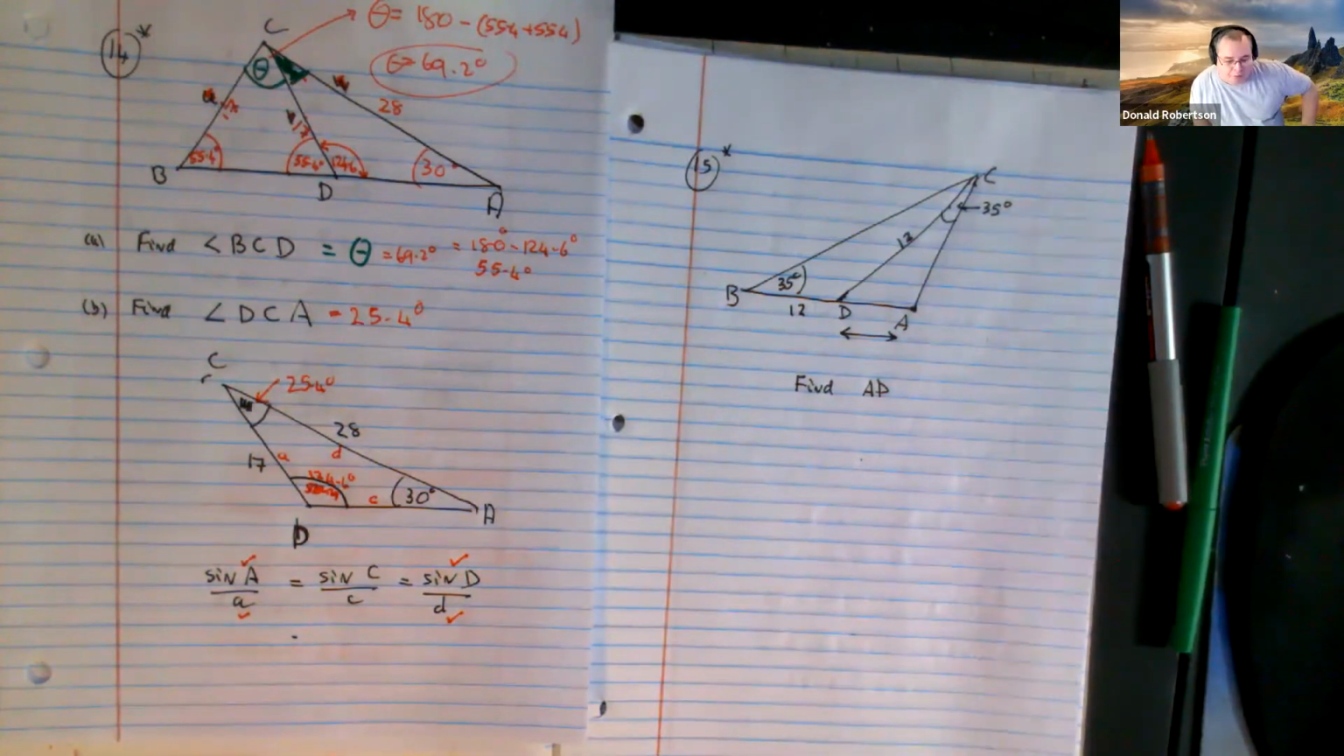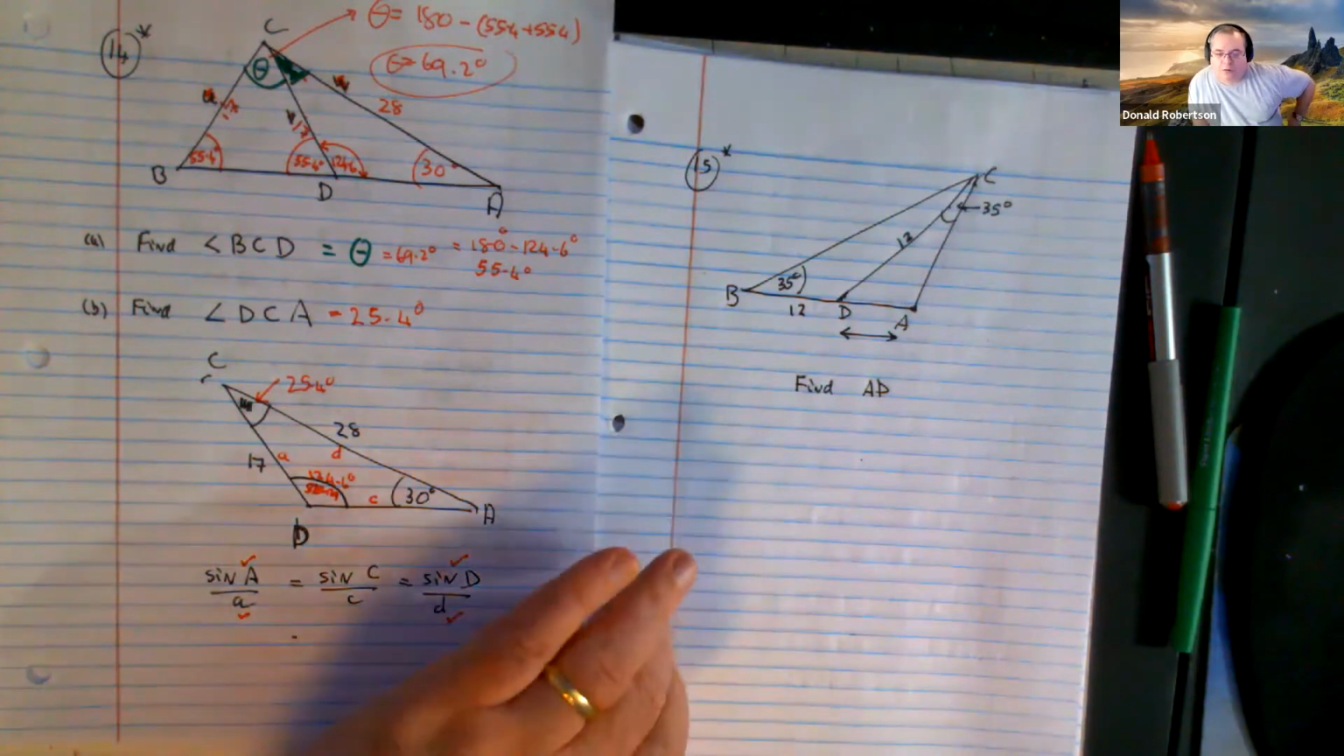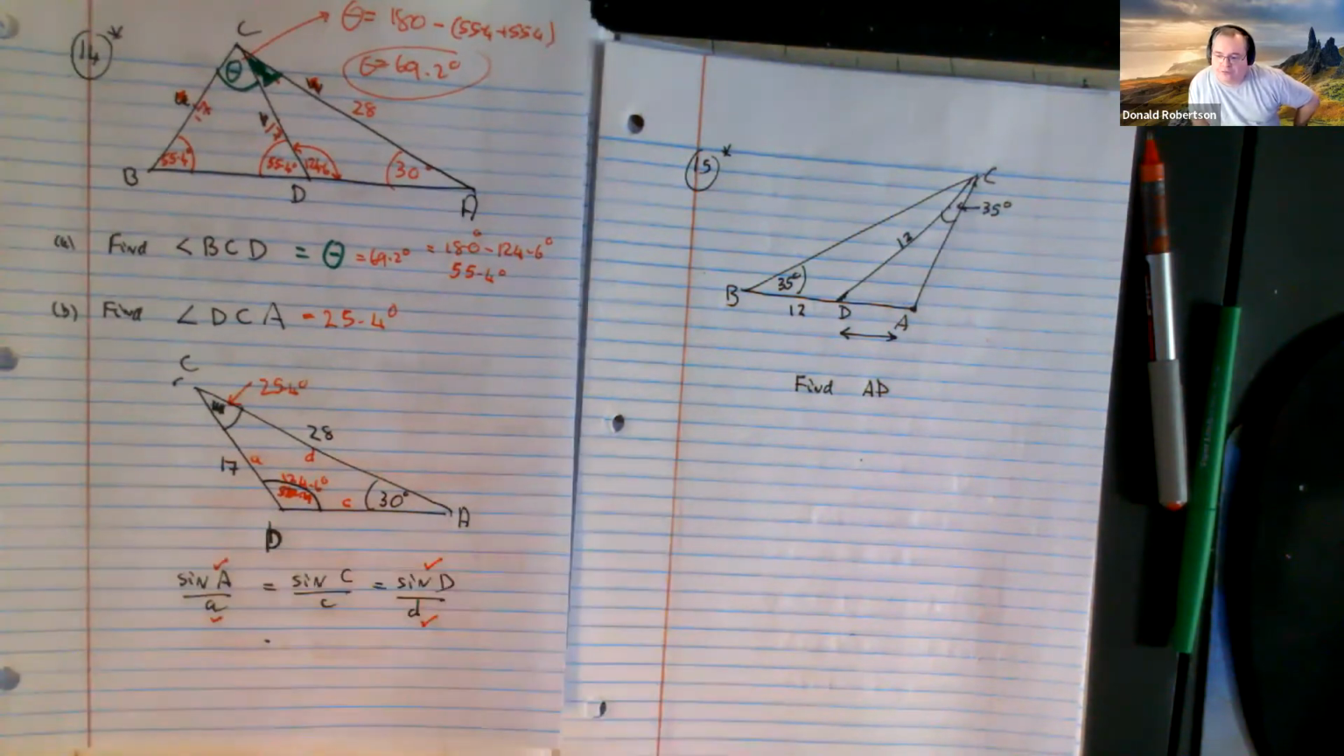In this question, I'm not going to do the whole thing. We are going to talk about the order that you do things. In other words, what you find first, what you find second, and eventually you're going to find AD, but you're not going to get it in one go. Is there anything in that triangle that you know how to find the size of?